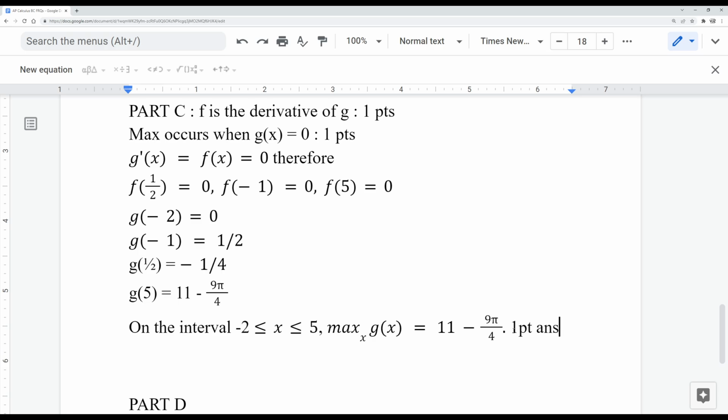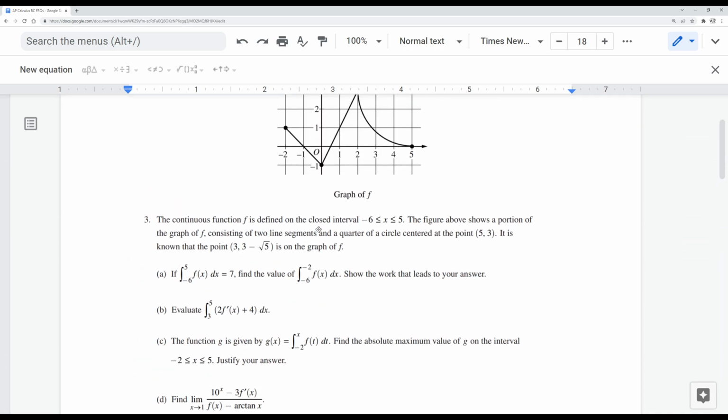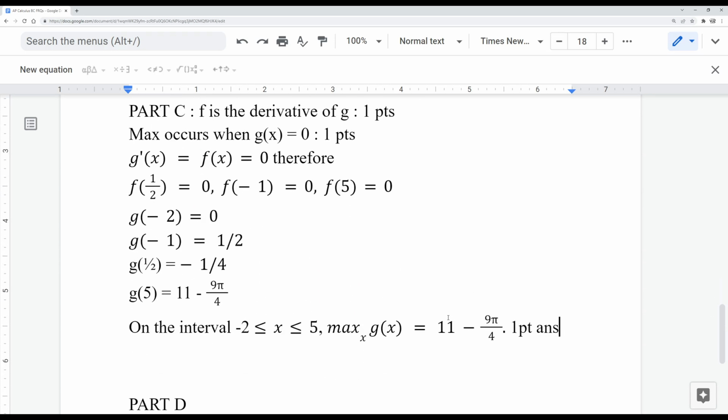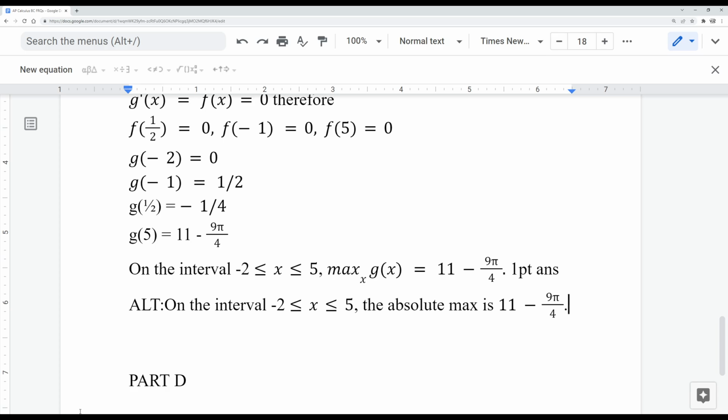Answer. And you must say on the interval because that might not be the absolute maximum for -6 to 5. This is just from -2 to 5, which is what the question asked. Also, if you don't know this notation here, you can also just write an alternative. So same thing on the interval. Let me just copy that. The absolute max is 11 pi over 4. So that also works, just in case you don't know what the max set interval is.